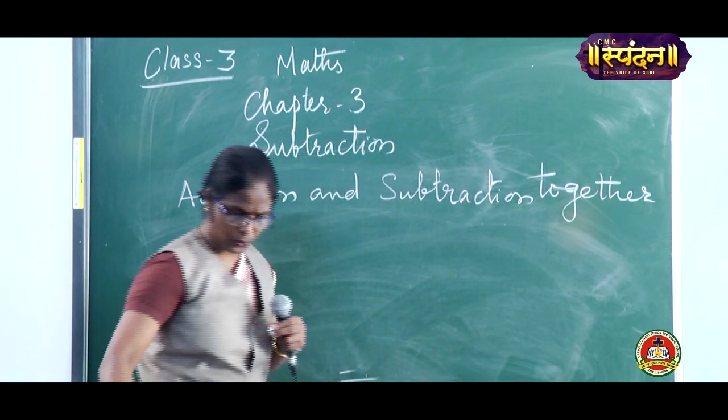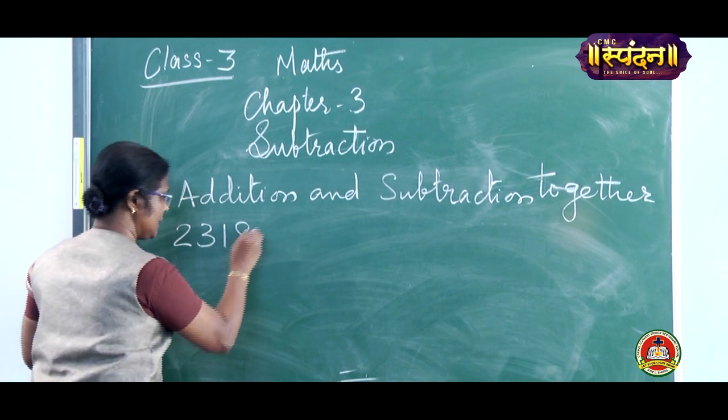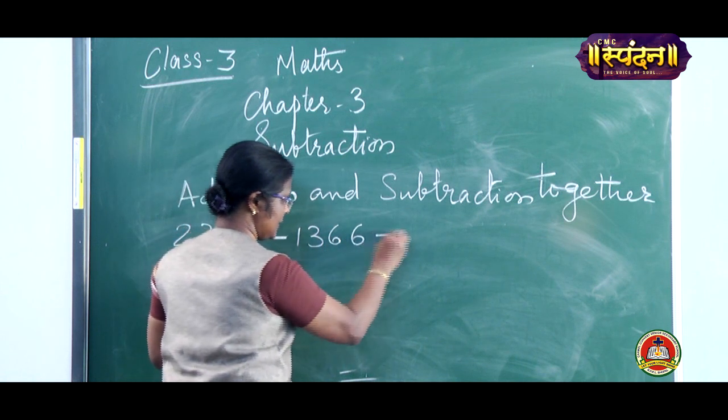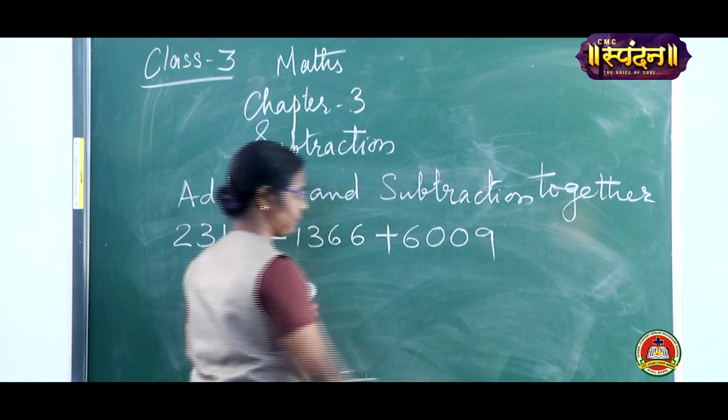We will see one more example so that things become very clear to you. See, one more question in which the subtraction is coming earlier. 2318 minus 1366 plus 6009. This is the question.